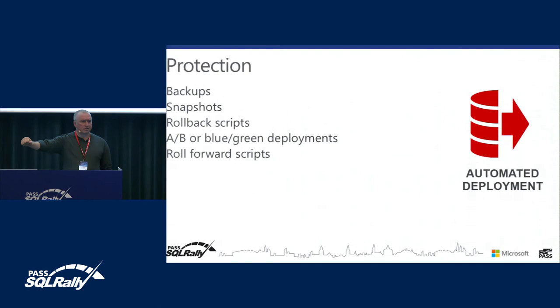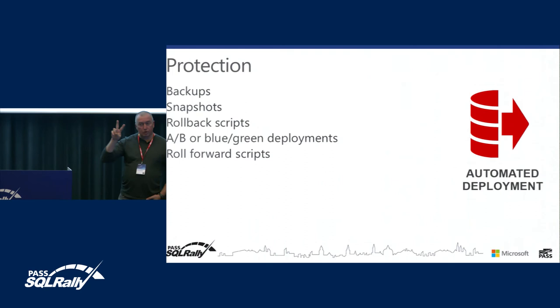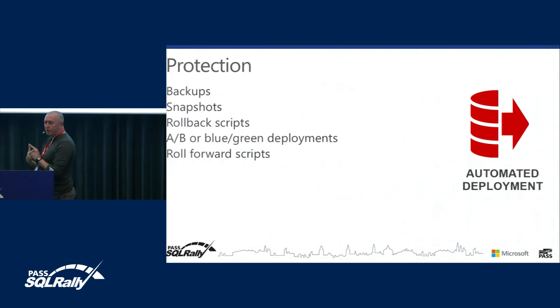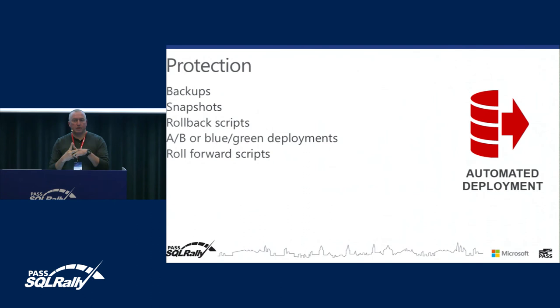Another way you can do deployments is the AB blue-green deployments, where you've got two copies of everything, and you deploy to one, then swap them out. I've only ever been able to do that with data marts, read-only systems. I've never done it with an actual live production system. I can't even imagine how to do it. But that's another way to protect it. So, cool, 15 minutes left, right? Doing okay.